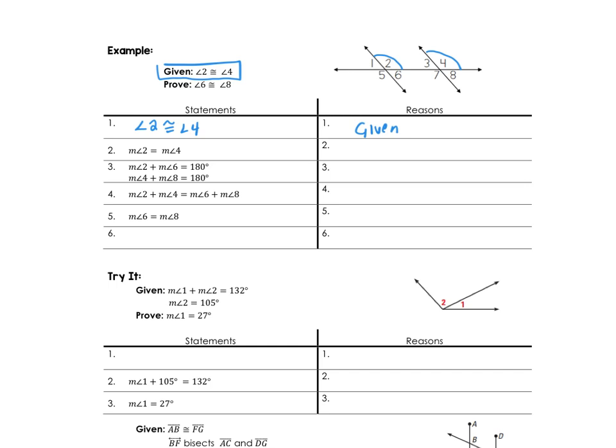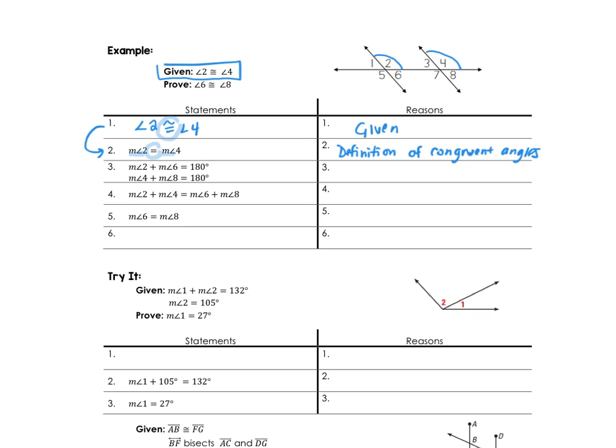Well, what you want to do in a proof is see how you get to the next step. We're logically going from one step to the next. So if angle 2 is congruent to angle 4, hopefully it makes sense that they have the same measure. So all that's changing here is the congruent sign is becoming an equal sign. And the reason is that's the definition of congruent angles. Congruent angles have the same measure. So the definition of congruent angles tells us that if they're congruent, they have the same measure.